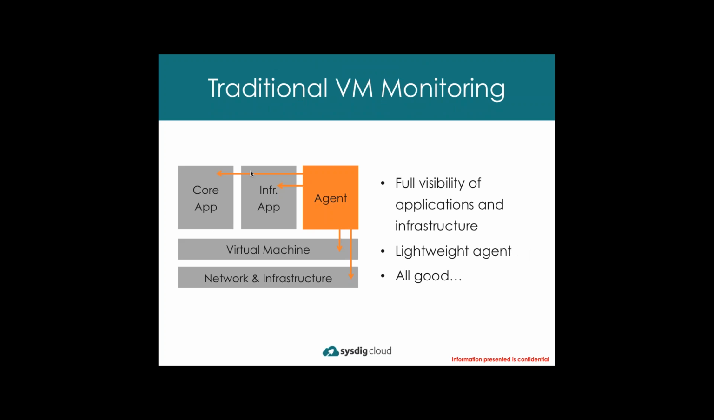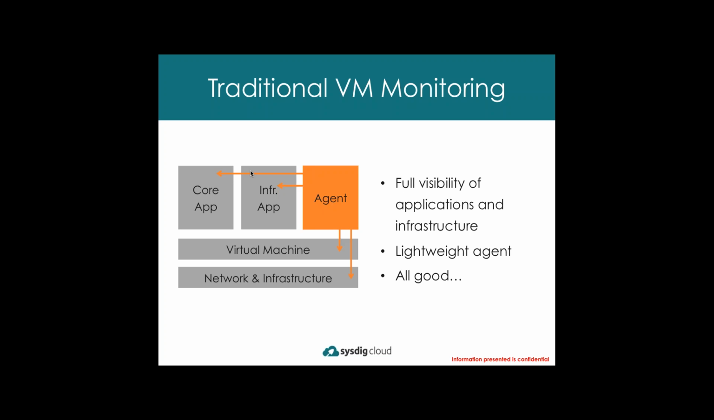So starting with what monitoring looked like in a traditional VM environment. Here's a very high-level diagram. In a nutshell, you've got a monitoring agent. This agent is a small piece of software installed on each virtual or physical machine that you want to monitor, and it gives you full visibility into that machine. You can instrument the applications on the machine. You can see down into the system of the virtual machine. You can see out into your network and infrastructure. Really all good, and this has been the model for physical and virtual machine monitoring for many years now.